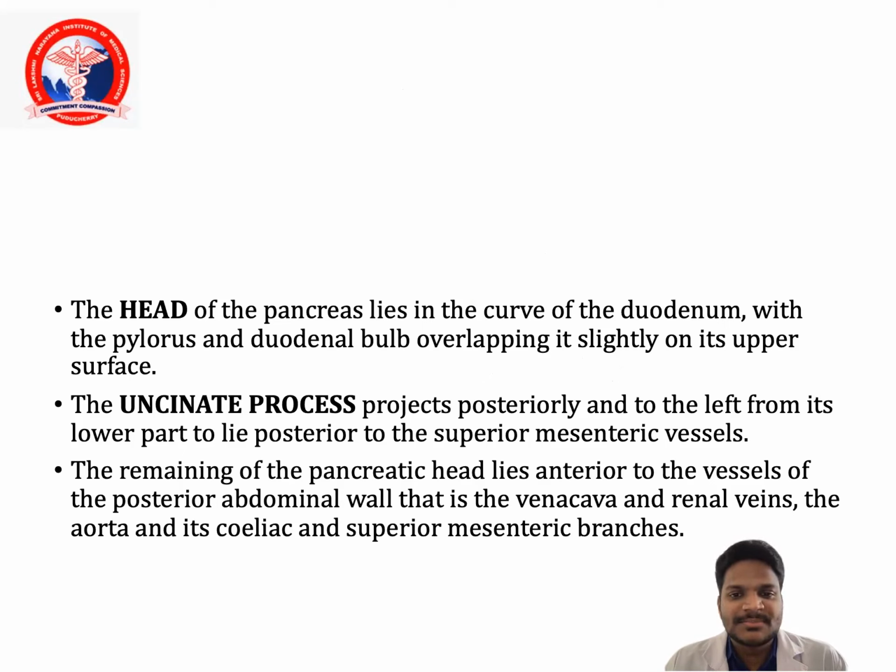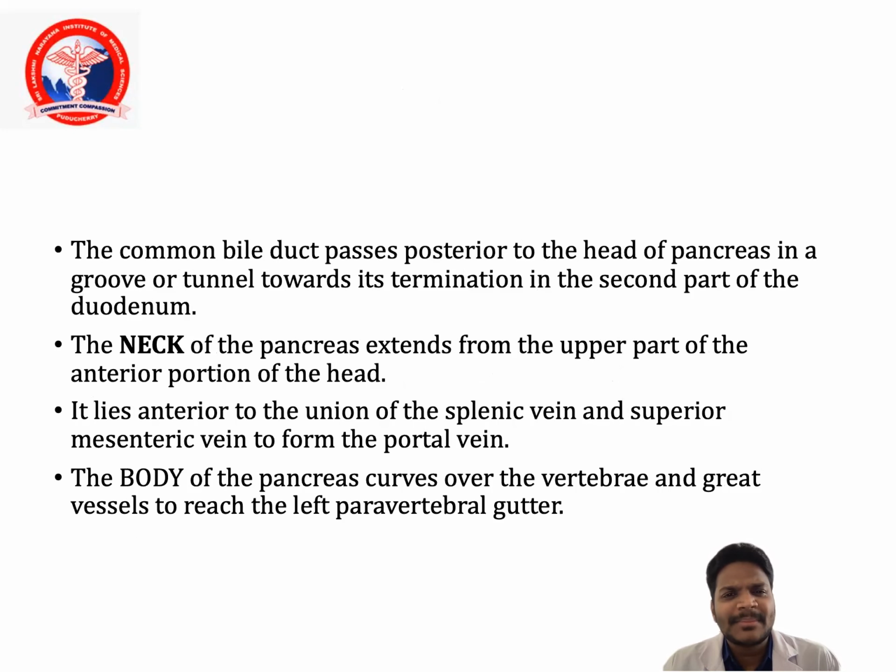The uncinate process projects posteriorly and to the left from its lower part to lie posterior to the superior mesenteric vessels. The remaining part of the pancreatic head lies anterior to the vessels of the posterior abdominal wall, that is the vena cava and the renal veins, the aorta and its celiac and superior mesenteric branches. The common bile duct passes posterior to the head of the pancreas in a groove or tunnel towards its termination in the second part of the duodenum.